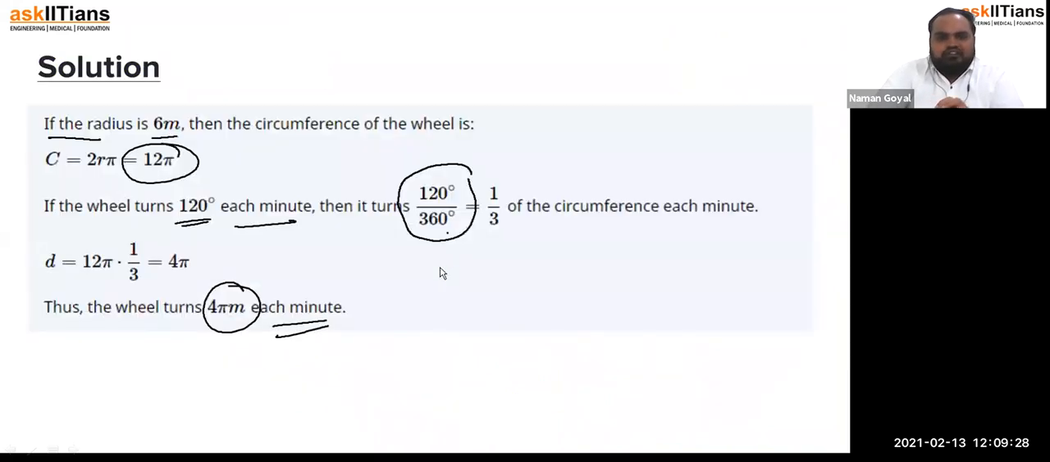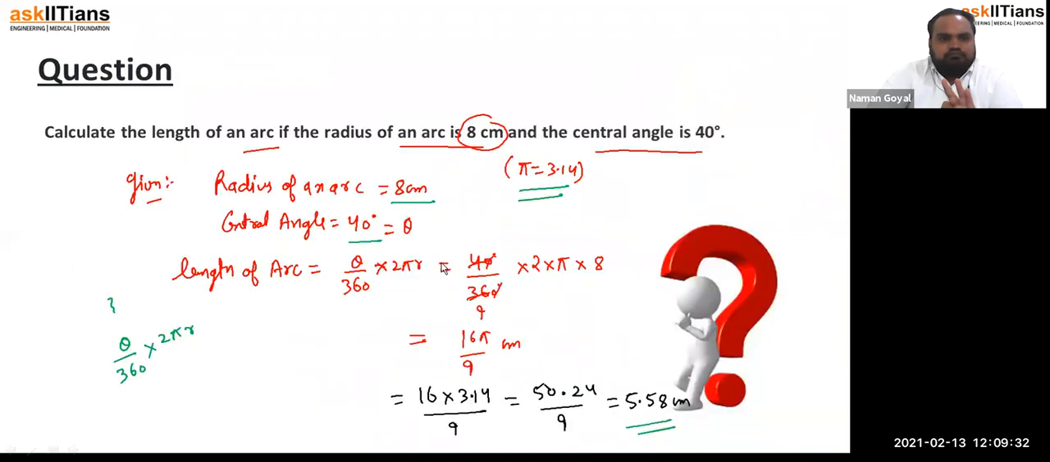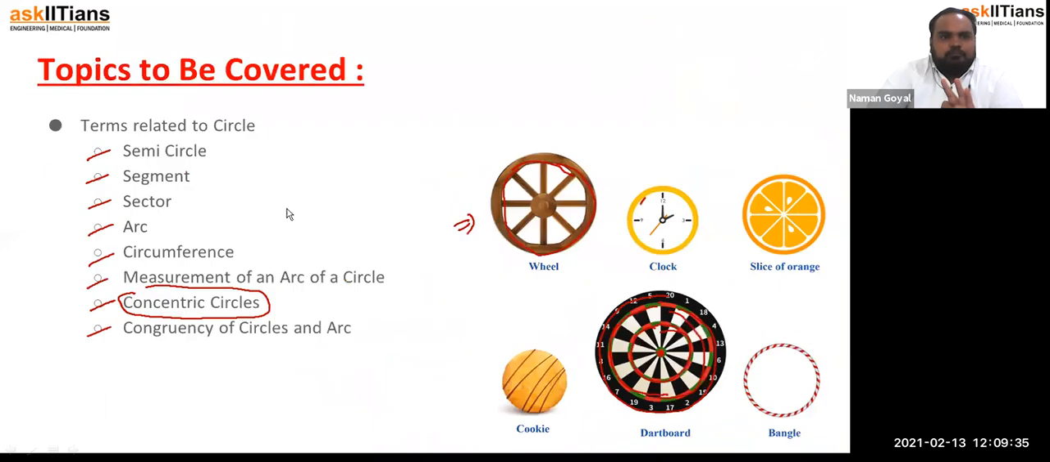So in this lecture we learned about so many terms. Let me show you which terms we learned about: semicircle, segment, sector, arc, circumference, and measurement of an arc of a circle.